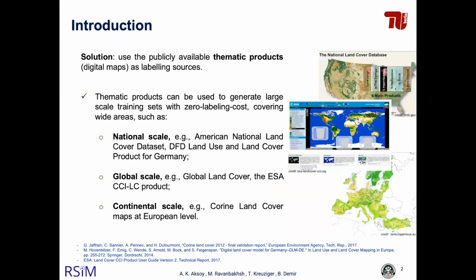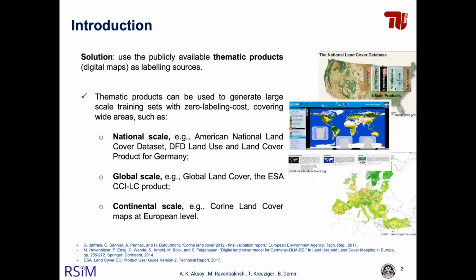So, what can we do? A solution for having a training set with zero labeling cost is to use publicly available thematic products as labeling sources. Thematic products, also known as digital maps, cover wide areas and can be used to generate training sets at large scale for remote sensing problems. Thematic products can be at country, continental, and global scale.